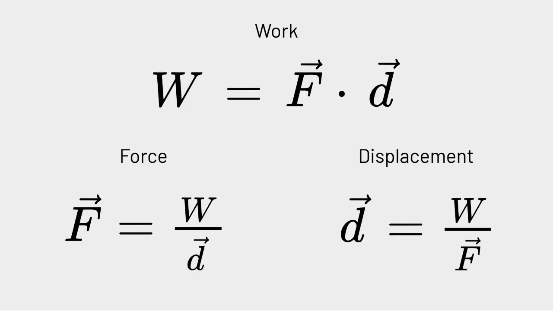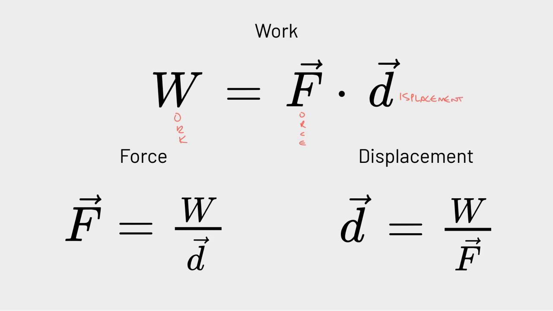So here we have the equation for work. W for work equals F for force times D for displacement. So we have W for work, F for force, and D for displacement.